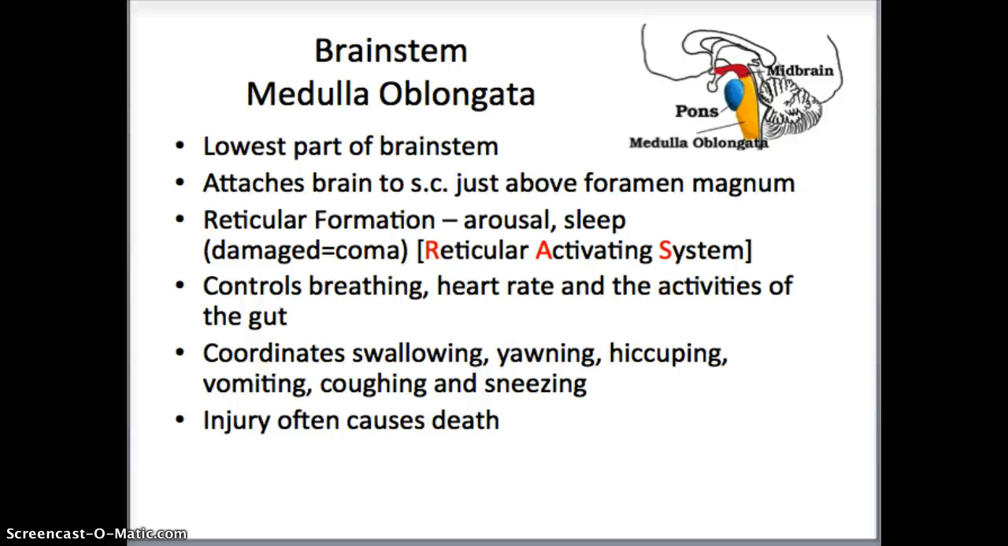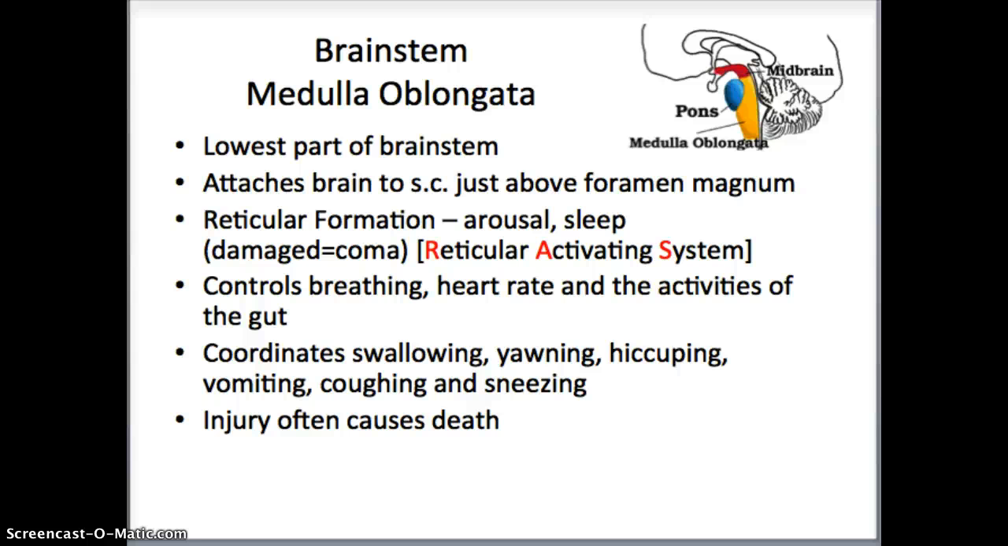Part of the medulla oblongata is called the reticular formation, also called the reticular activating system. Now this is a network of nerve fibers, and it connects multiple areas of your brain with those ascending and descending tracts that we talked about the other day. So it activates your cerebral cortex, meaning it keeps you awake. When you sleep, that means you have decreased activity in your reticular formation.